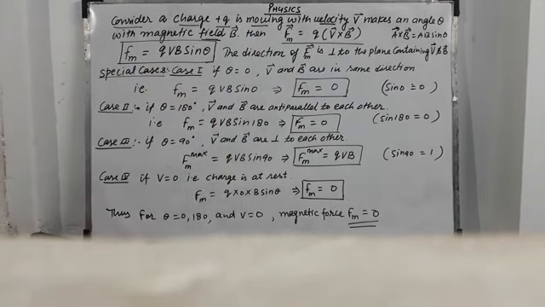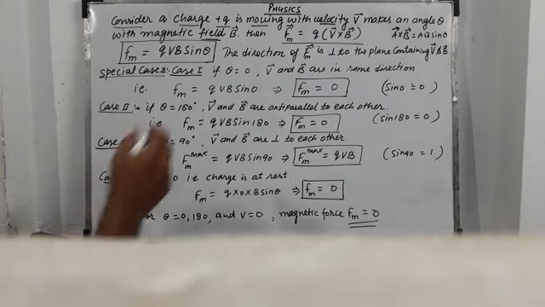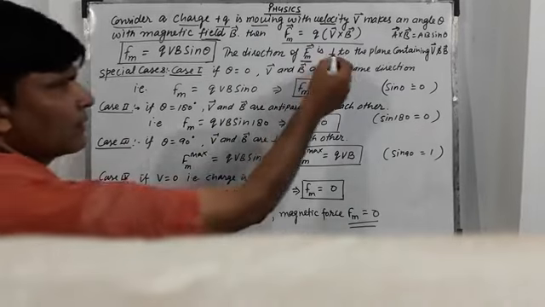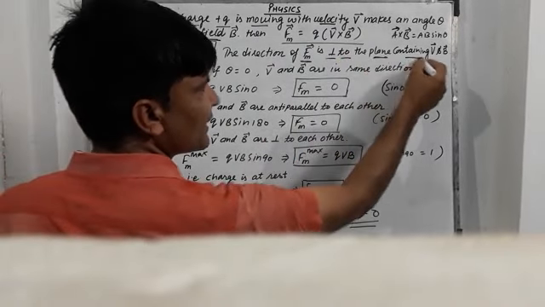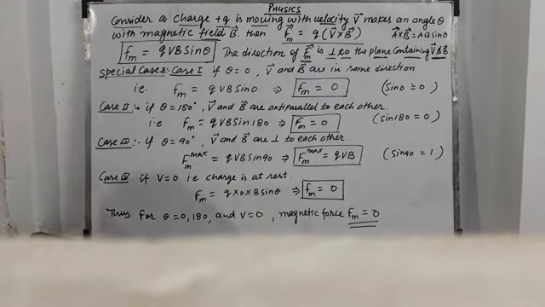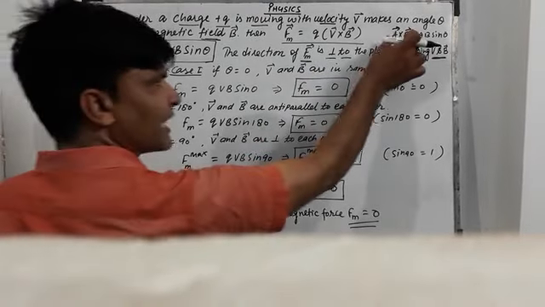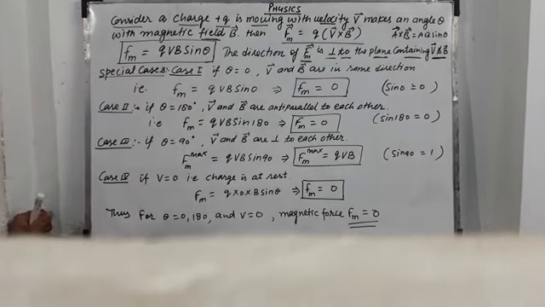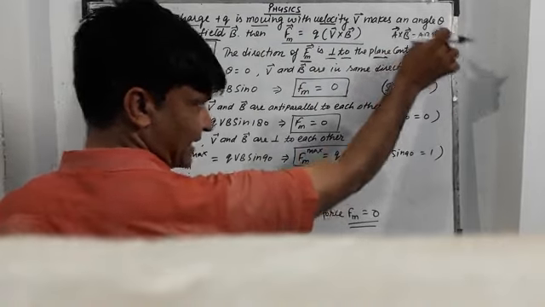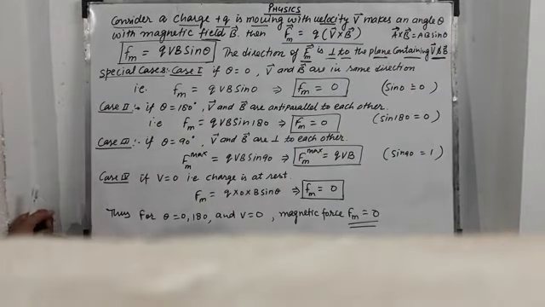The direction of Fm, the magnetic force, is perpendicular to the plane containing v and B. But why? Because the vector product gives a new vector whose direction is perpendicular to the plane containing v and B. Now some special cases arise.